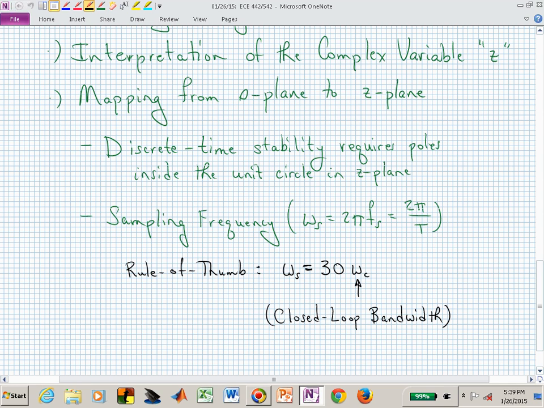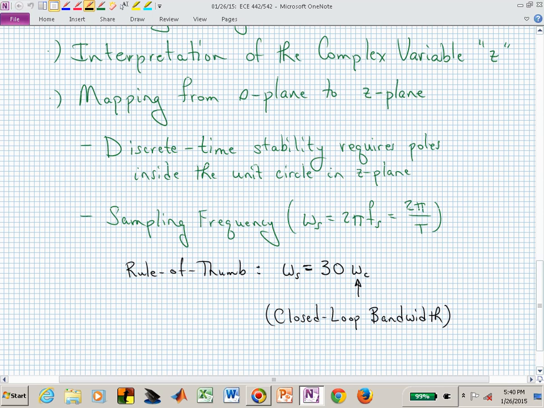One question that you will always be needing to know is, how fast do we sample? What's this sample period, capital T? Or what's the sampling frequency? And that could be in many different units. It could be in hertz. It could be in radians per second. This is the way that you relate those quantities, omega sub s, f sub s, and capital T.